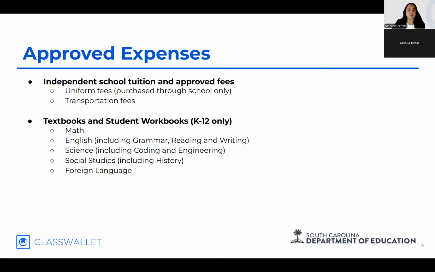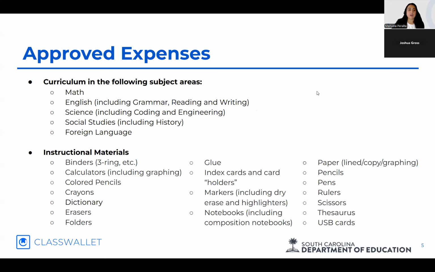Textbooks and student workbooks for grades kindergarten through 12th grade can also be purchased, and this is in the subjects of math, English, science, social studies, and foreign language. Curriculum in those same subject areas is also allowed, as well as instructional materials. So these are items like binders, papers, rulers, scissors. Those are all items that families can purchase using their ESTF funds.